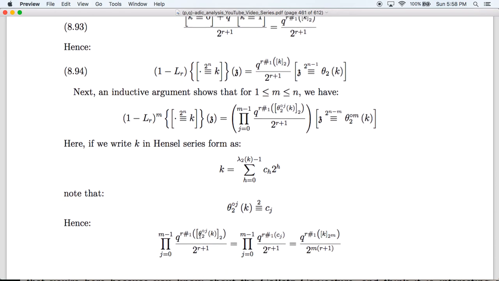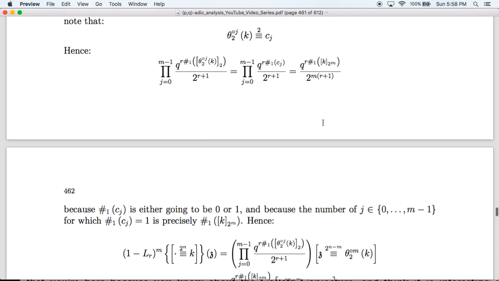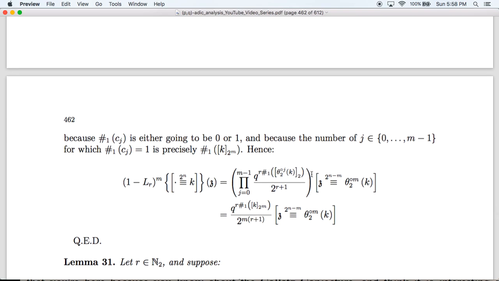And so in particular, applying the shift to k j times, and then projecting mod 2 is the same thing as Cj. And Cj is either going to be 0 or 1. And here, note that if we sum from j equals 0 to m minus 1, that's just counting the total number of ones digits in k up to the coefficient of 2 to the m minus 1, which is of course the same thing as the number of ones in k mod 2 to the m. And that finishes the proof.